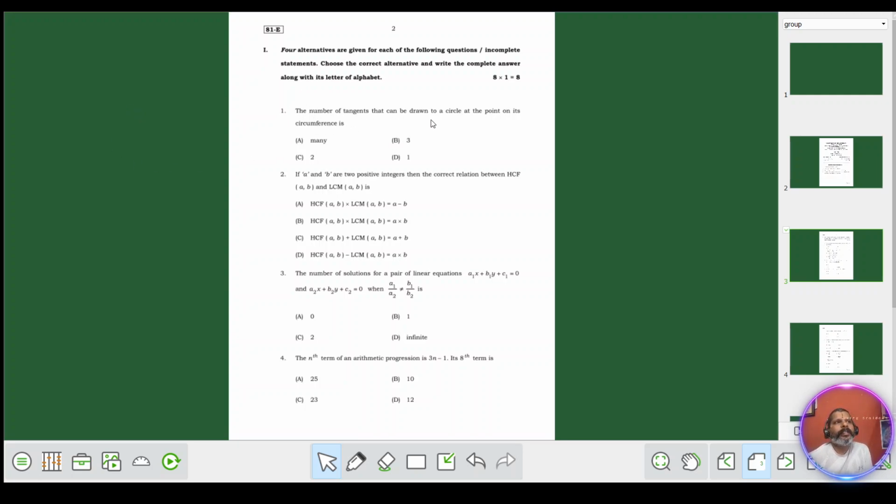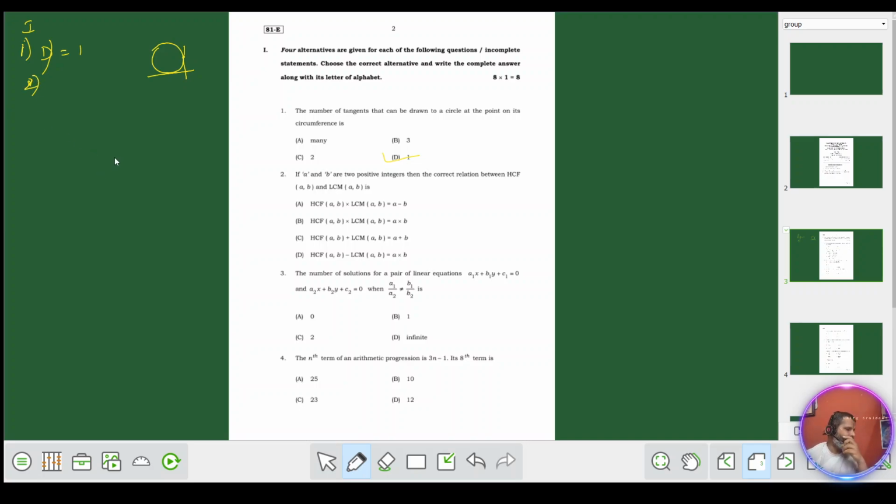The number of tangents that can be drawn to a circle at a point on its circumference. Okay, see the first one. If a circle is there and any point on the circumference, how many tangents can you draw? Only one, right? Any point you take, only one, not from an external point. So it is 1, D equal to 1.